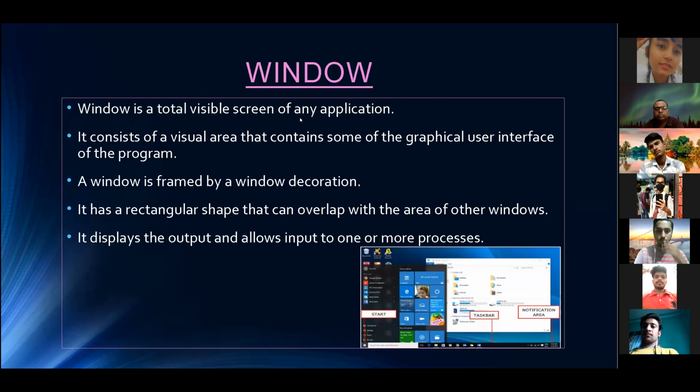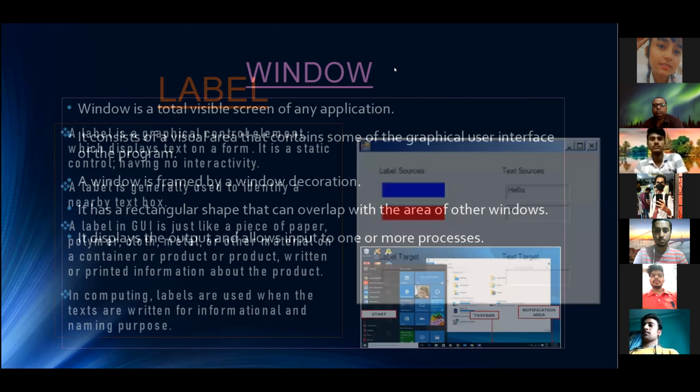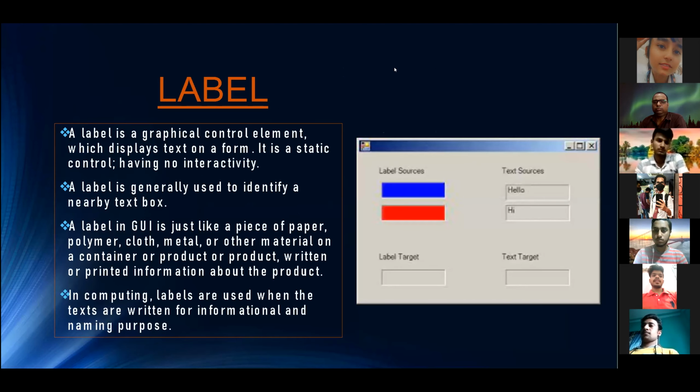Second, window. It is the total visual screen of any application, and it consists of the graphical user interface of the program. It is formed by window decoration. Third, label. It is a graphical control element which displays text on a frame, generally used to identify text. Now the other components will be discussed by Rohit. Thank you, sir.